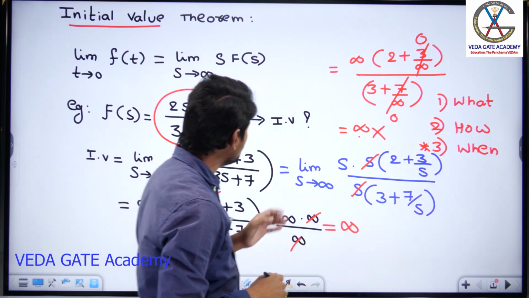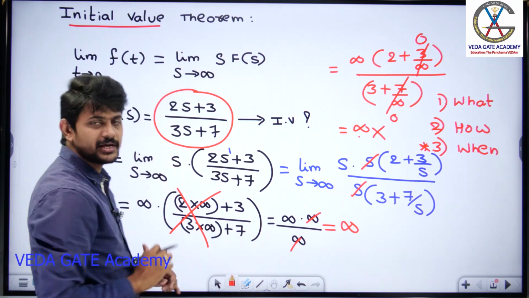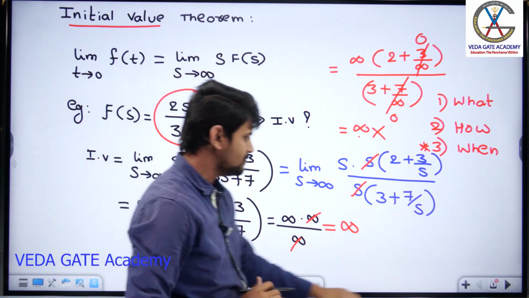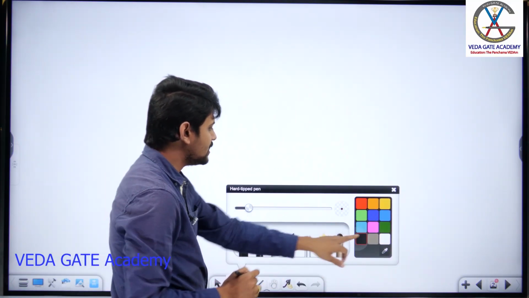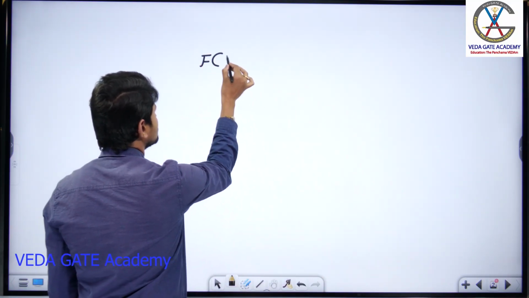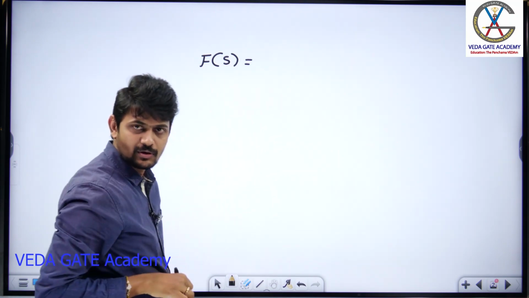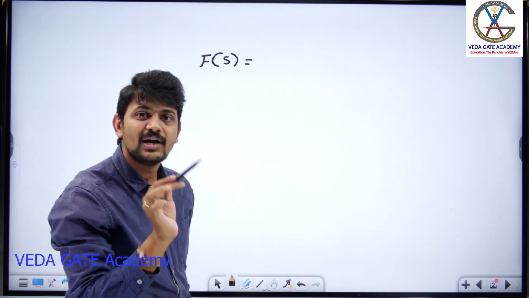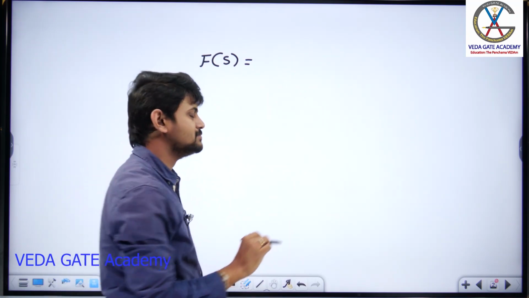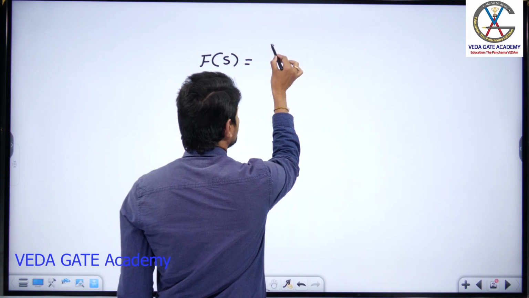Okay, so the point you have to understand here is, there is some limitation. Now I will try to explain that quickly. If you are taking any function f of s in S domain, based on the order of numerator and denominator, any function in S domain will be classified into 3 types.